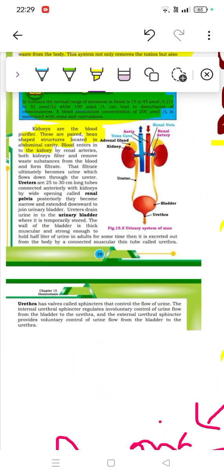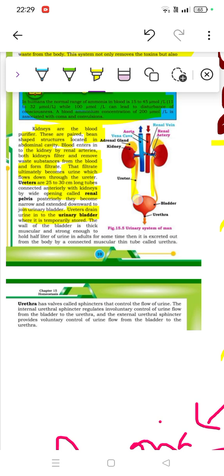And then both kidneys filter and remove waste substances from the body, in the formation of filtrate, glomerular filtrate. A lot of things are there, reabsorption, a lot of processes occur, which we'll discuss in the next video. Then the filtrate, which ultimately becomes urine, flows through the ureters. Ureters are around 25 to 30 centimeter long tubes, which are connected at the lower part with the kidneys, and the opening of them is called the renal pelvis. And then the ureters will drain into the urinary bladder.